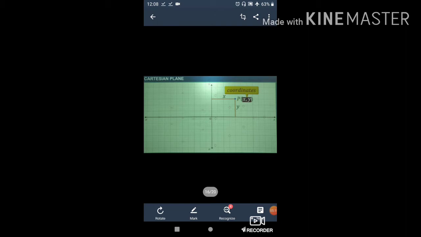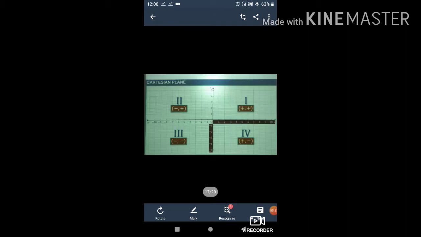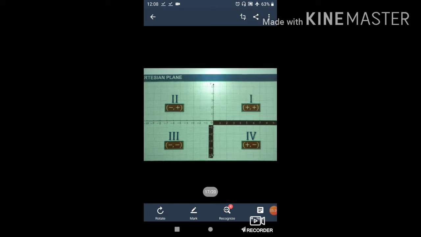As we have seen, we have divided this plane into four parts: first, second, third and fourth. These four parts, which we have divided through the x-axis and y-axis, are called quadrants. What are they called? Quadrants. Now see the first quadrant, you can see it is showing a plus plus sign. Now why is it showing a plus plus sign?